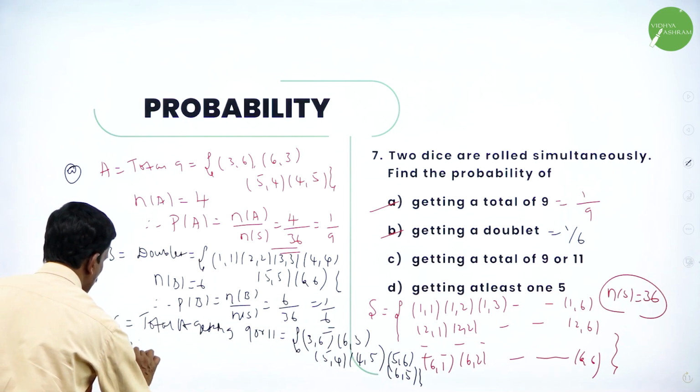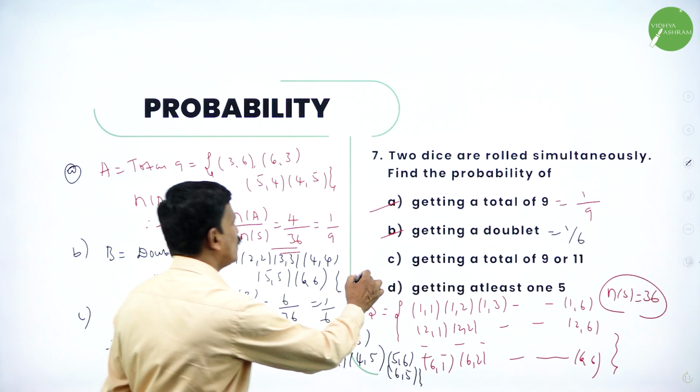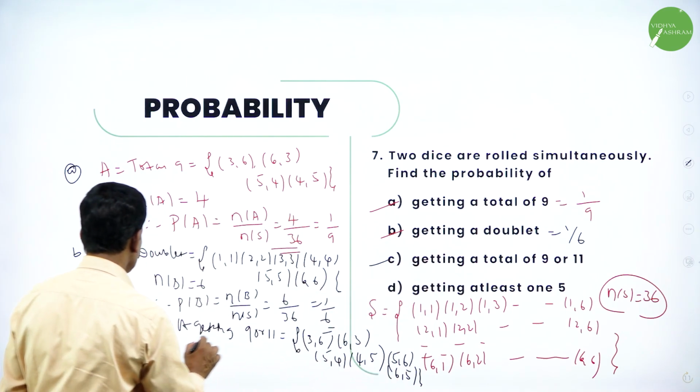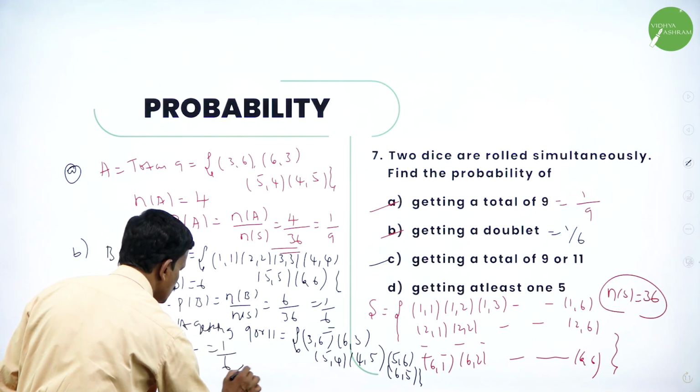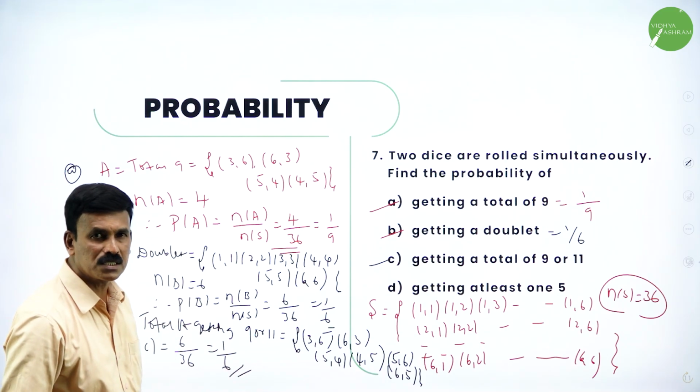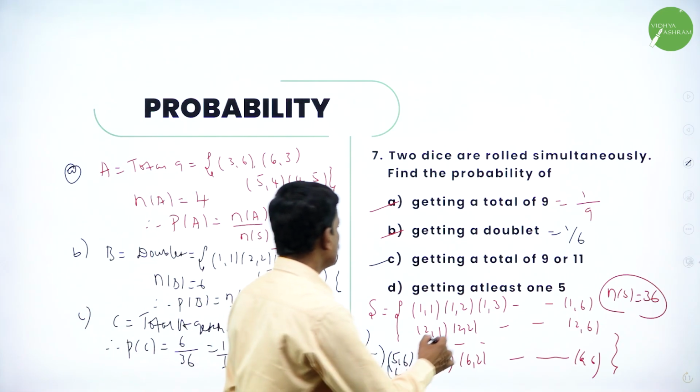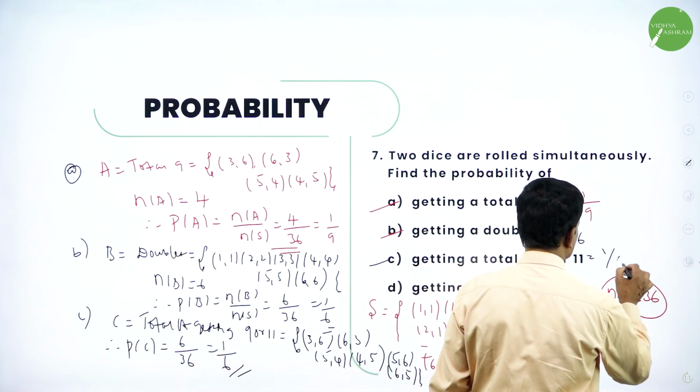So therefore the probability of getting 9 or 11 is equal to 6 divided by 36, that is nothing but 1 by 6. That's it. 6 divided by 36 is 1 by 6. So here this is 1 by 6 again.